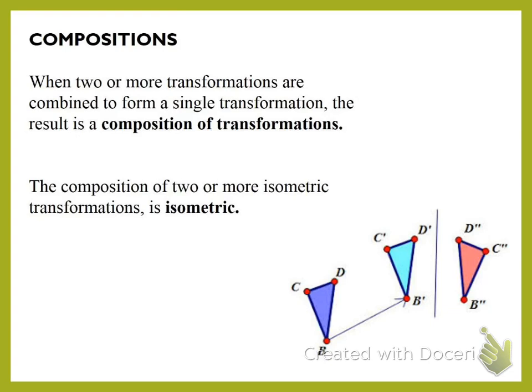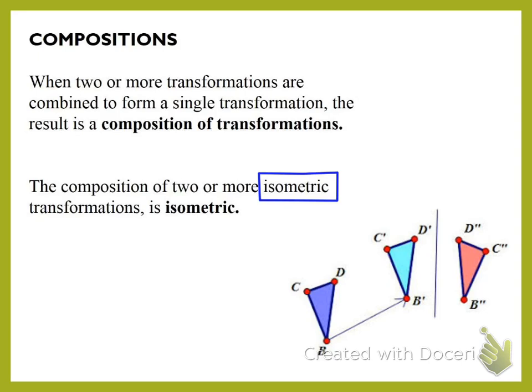Compositions. When 2 or more transformations are combined to form a single transformation, the result is called a composition of transformations. The composition of 2 or more isometric transformations is also isometric. In other words, if they both preserve the same size and shape, then even if I perform 2 compositions, it should preserve the same size and shape.